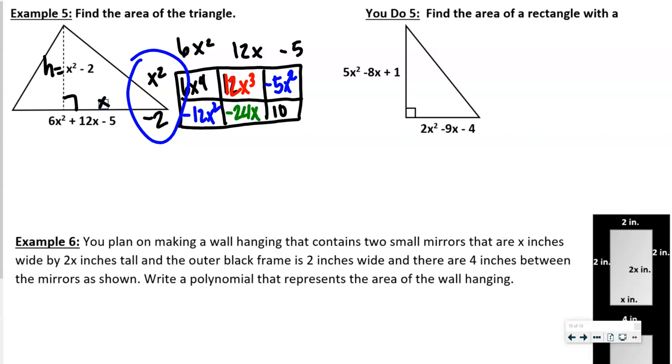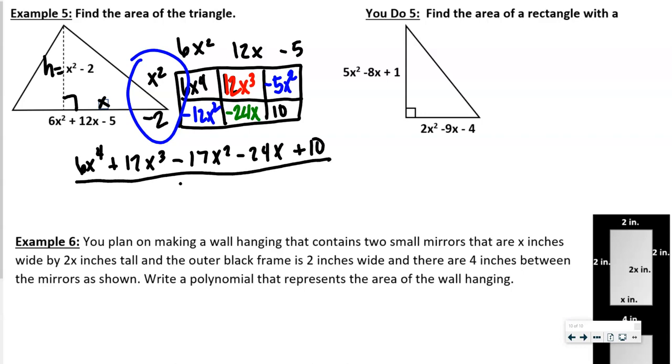So what we're going to do here is we're going to now write this whole term down. I'm just going to do it all in black. 6x to the fourth. We have plus 12x to the third. Negative 12x squared and negative 5x squared is negative 17x squared. Then minus 24x plus 10. Now, listen. What we have to do with this is we have to divide it by 2, okay? So all of this needs to be divided by 2 because it's base times height divided by 2.